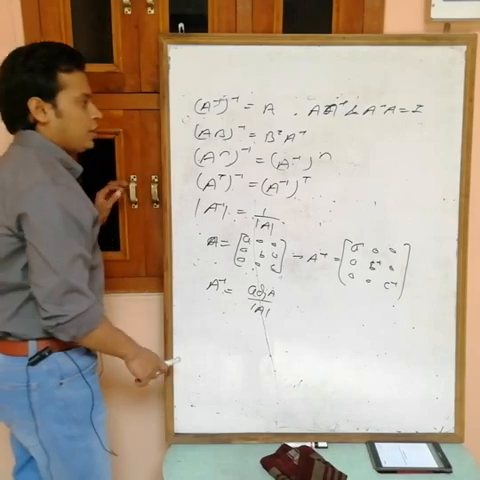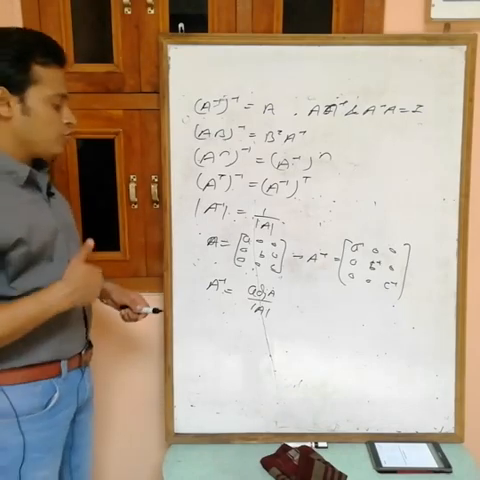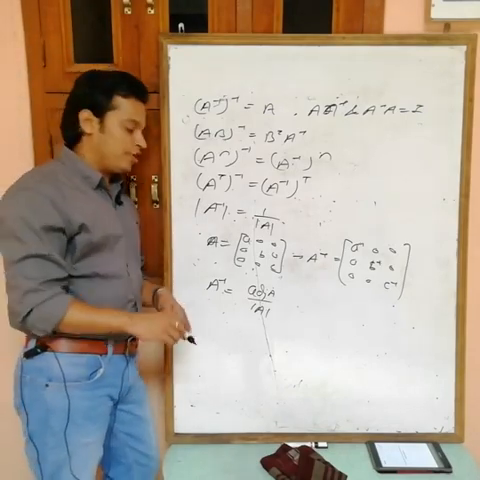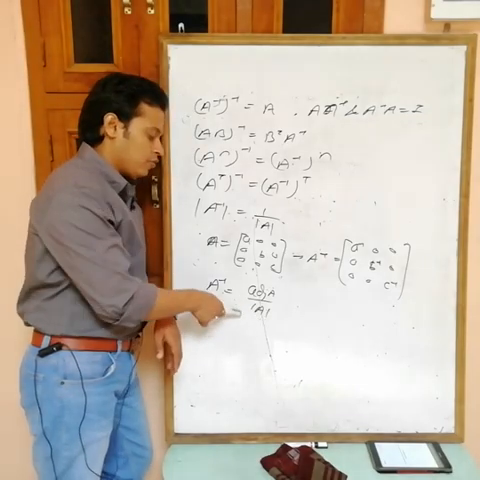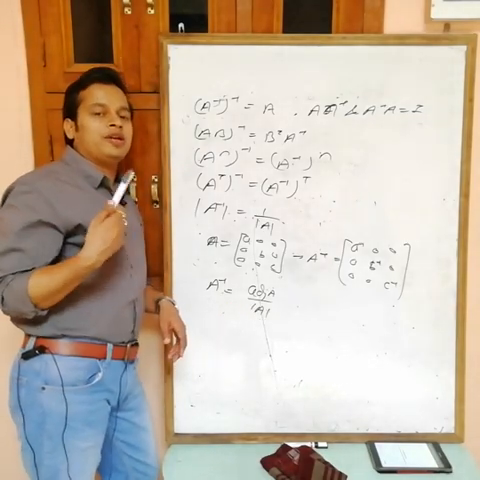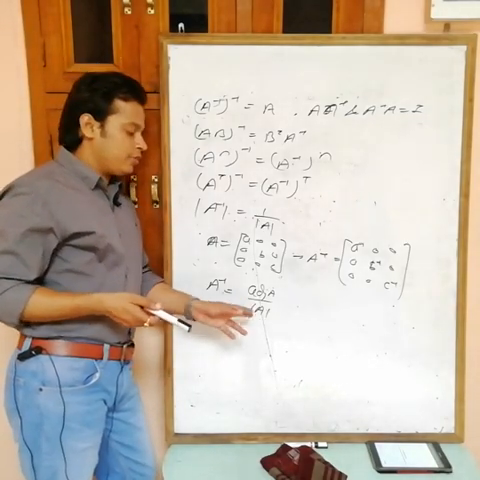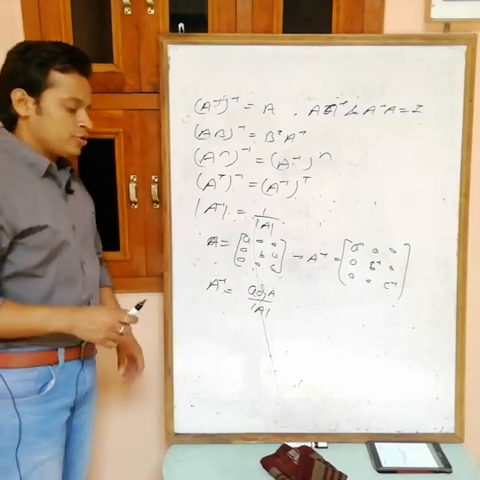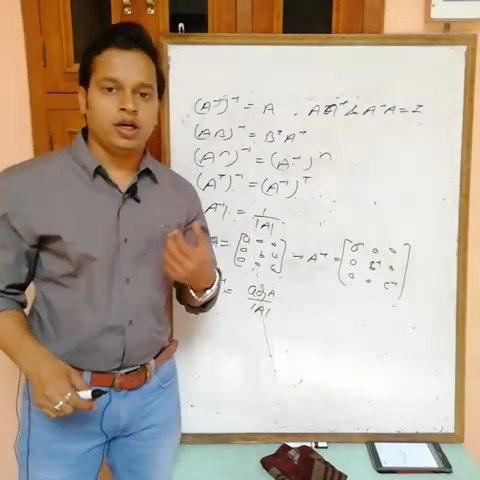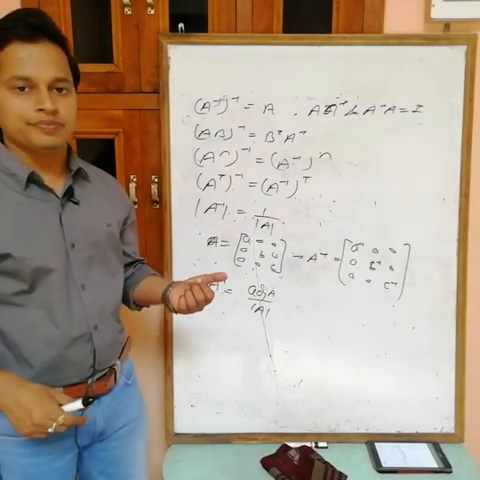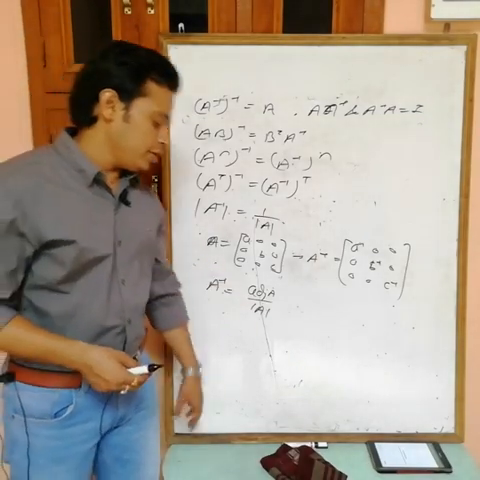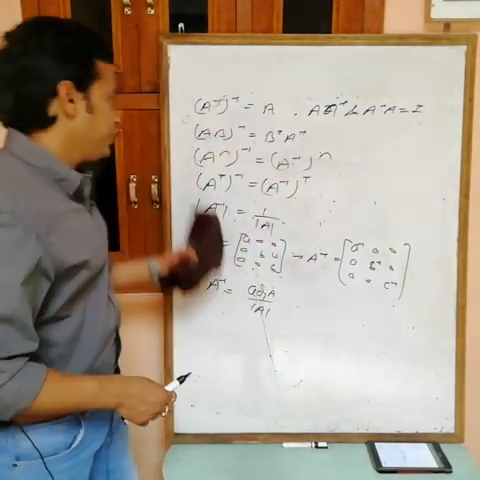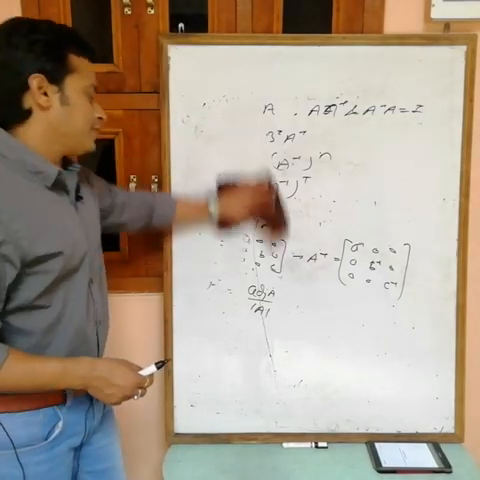Any matrix is said to be invertible if the determinant of that matrix is not equal to 0, because in the formula we have determinant of A in the denominator, and it can't be equal to 0. So this is the condition to become an invertible matrix: determinant should not be equal to 0.